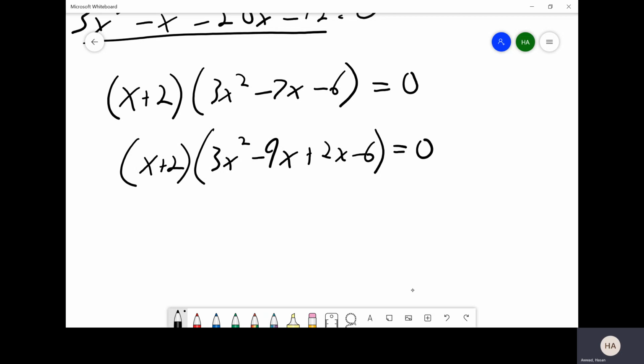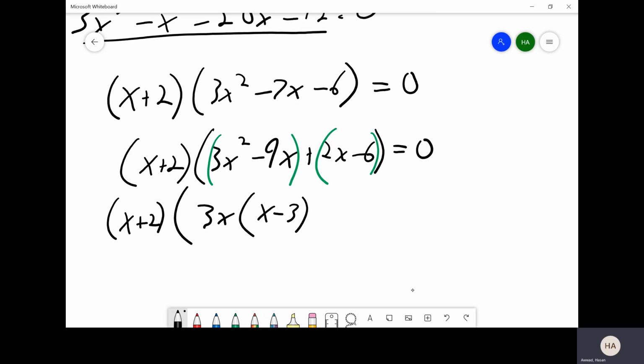Okay, going through this, again, we keep the x plus 2 on the outside. For this piece, I am going to group them together. So I'm going to group them with that and then with those. So grouping for the first set of parentheses, that means I'm going to pull out the largest piece that I can. So I'm going to be pulling out a 3x. So we have a 3x here times, and we have x minus 3 left over. And over here, I'm going to pull out the largest piece I can, which is a 2. And we have x minus 3 left over again, which is equal to 0.